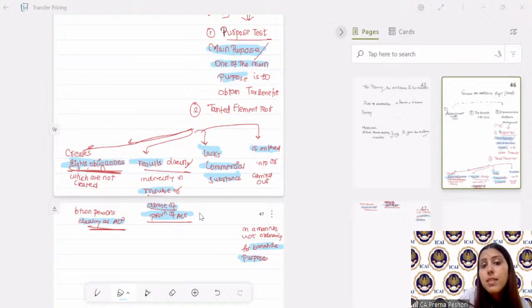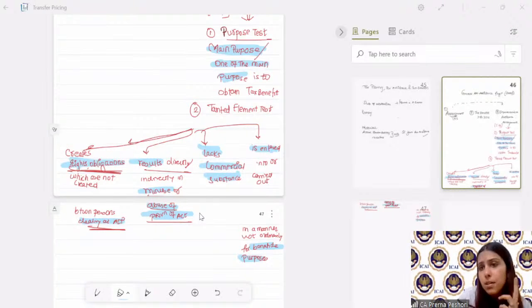What do we mean by lacks commercial substance? Let's try and understand. First, let's understand what we mean by creates rights or obligations which are not created between persons dealing at arm's length price. This is the first test. It refers to non-arm's length dealing, where an arrangement creates rights or obligations which are not normally created between unrelated parties or parties dealing at arm's length. We already have transfer pricing for this. But if there are certain transactions which are outside transfer pricing, then only on them will GAR be applicable. The transactions which are covered within transfer pricing do not need GAR. For the transactions which are not covered in transfer pricing, this particular point is there.